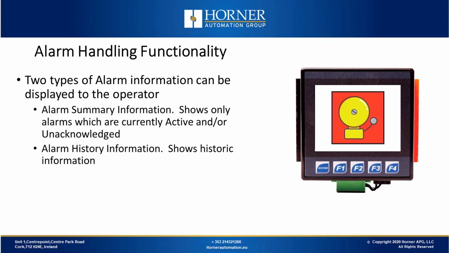There are 2 types of alarm information that can be displayed to the operator. There's alarm summary information, which is the current status of the alarms, and there's alarm history, which is a historical record of the alarm's previous states.